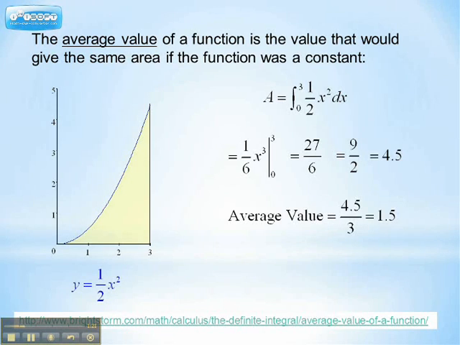If I wanted to find the average value, I will take the area under the curve, and I'm going to divide it by the width of my interval, which is 3 units, and get 1.5. What that 1.5 represents is if I would take all of this area and pack it into where it now settles to a constant level, that level would be 1.5 units.